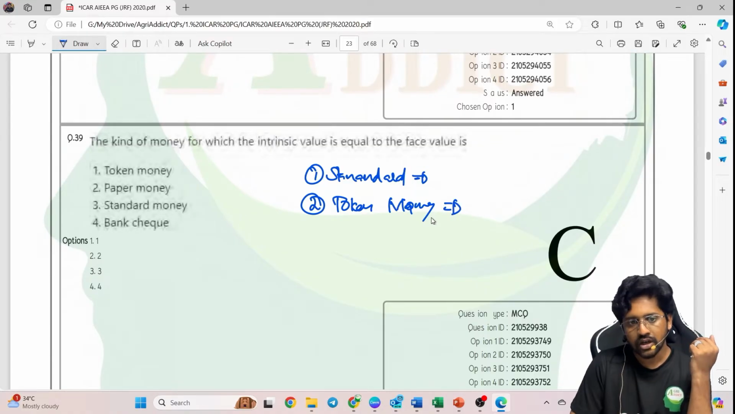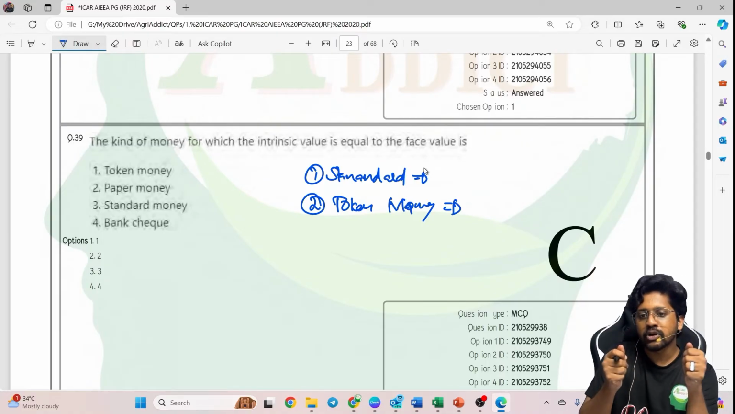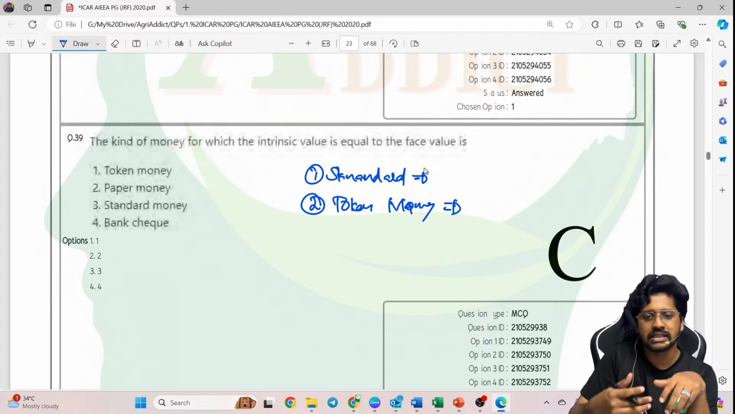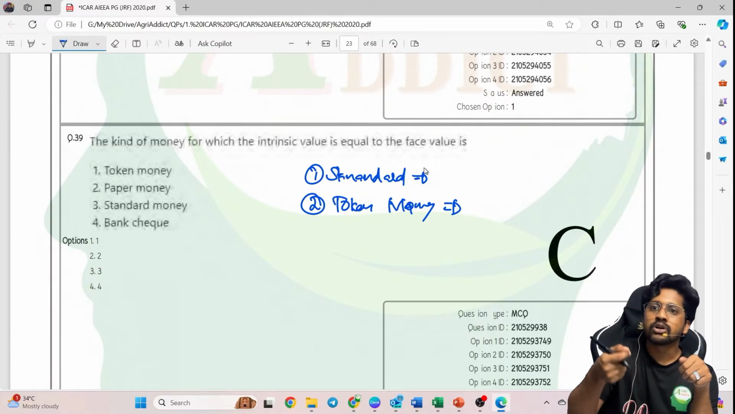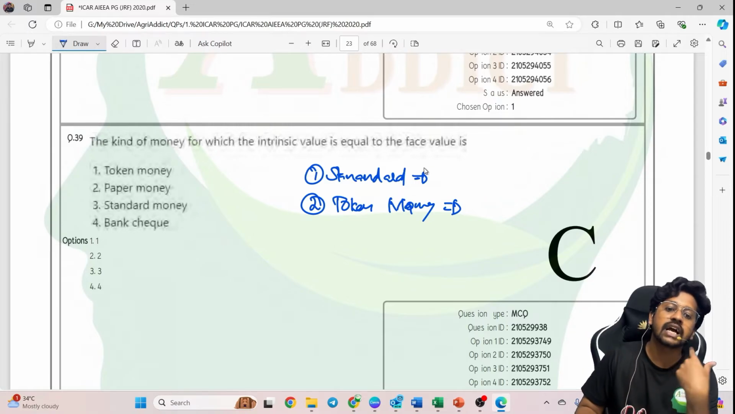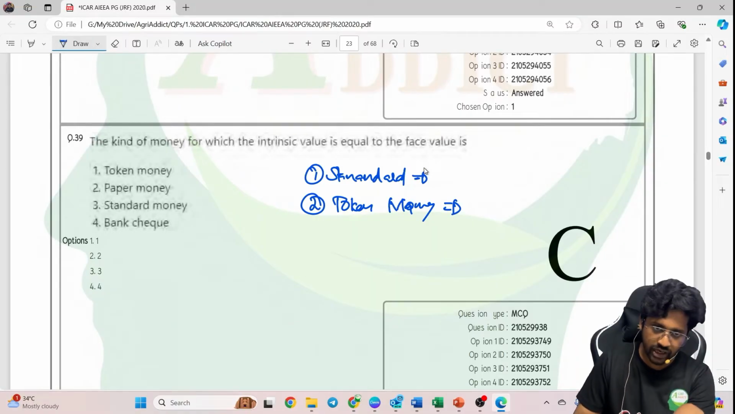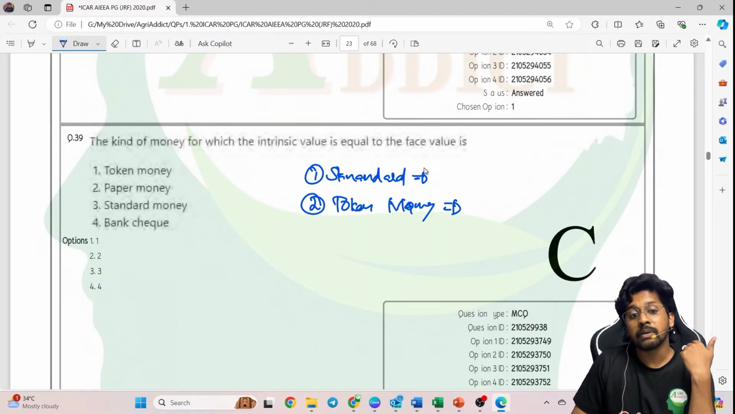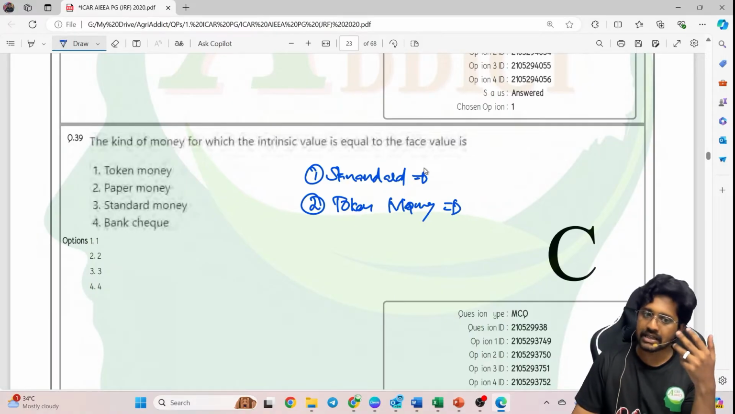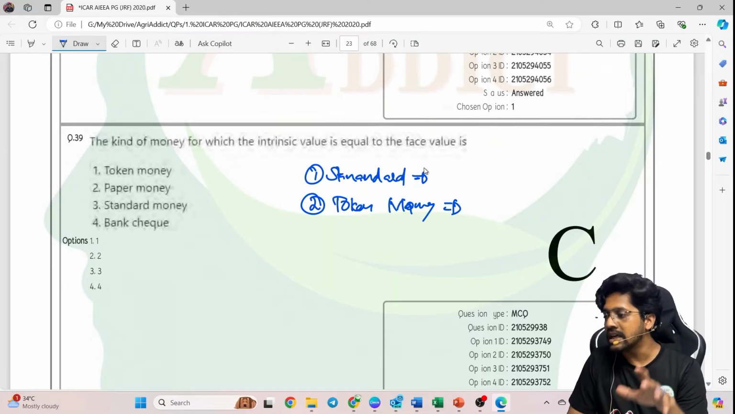But what happens in the token money? Consider our rupee notes. If we consider the intrinsic value, that is the paper value, it will be much less. Maybe your 2 or 3 rupee worth of paper will be written as 100 or 1000 rupees, right? So therefore the face value will be much higher than the intrinsic value of the thing that we are using. So in the case of token money, the face value will be much higher than the intrinsic value. But in the case of standard money, the intrinsic value will be equal to the face value.